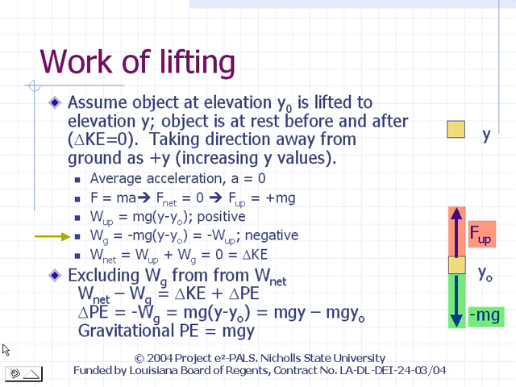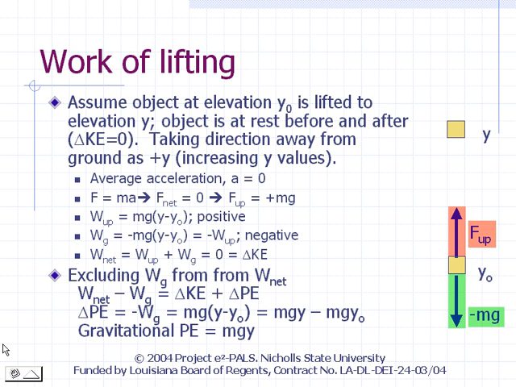How about the work due to gravity? Since the force of gravity is negative mg, work due to gravity is equal to negative mg times y minus y0. It is easy to see that this value is the negative of the work due to the upward force. The sum of the work due to the two forces is equal to zero, as expected, since the kinetic energy of the object has not changed. The net work is equal to the change in kinetic energy, which are both equal to zero in this case.